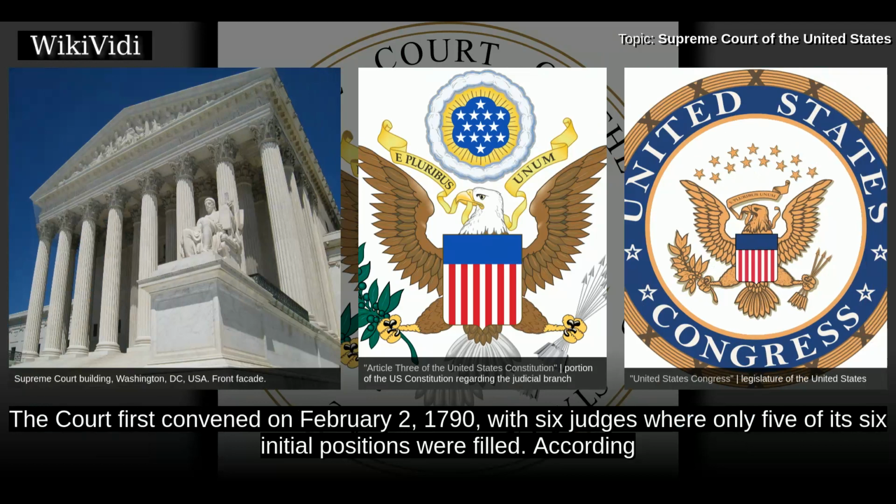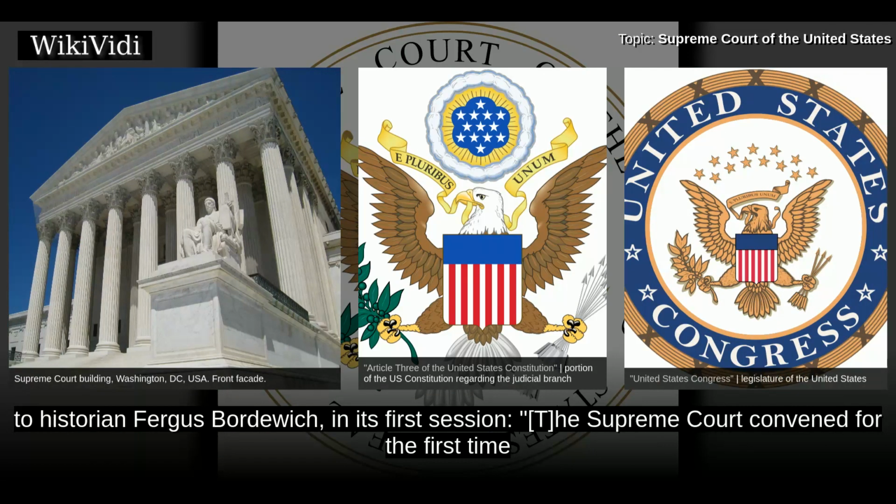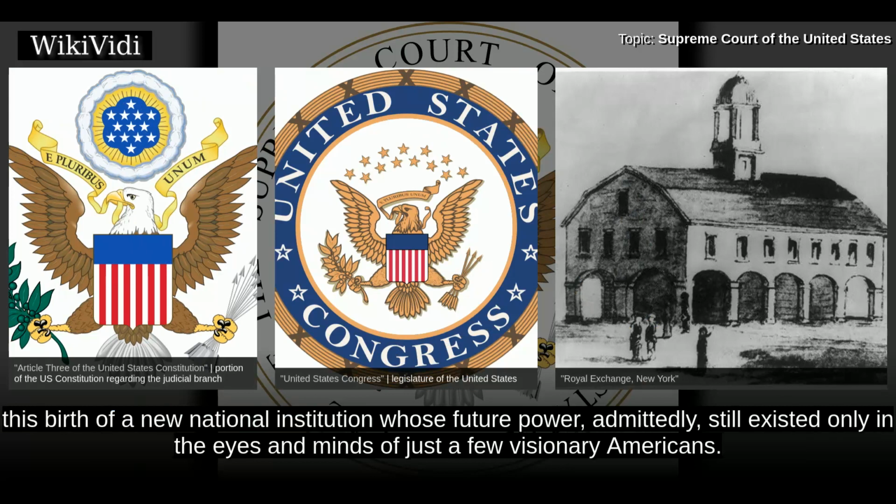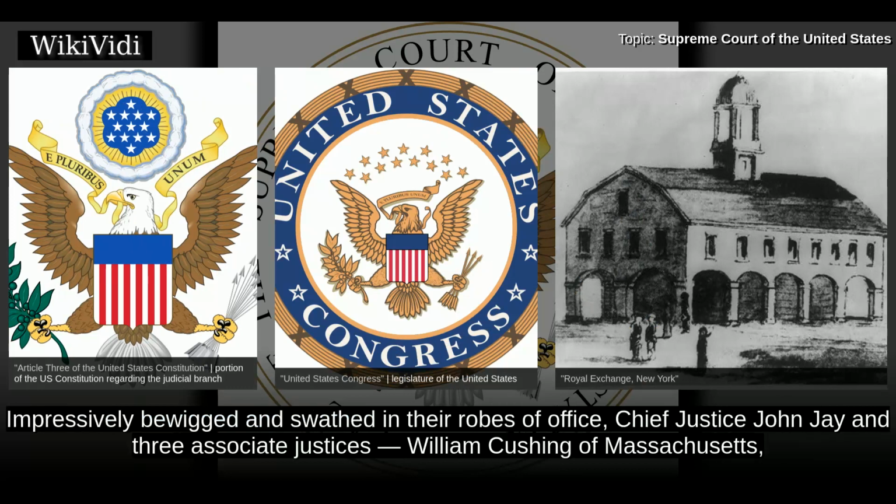The court first convened on February 2, 1790, with 6 judges, where only 5 of its 6 initial positions were filled. According to historian Fergus Bordewich, in its first session, the Supreme Court convened for the first time at the Royal Exchange Building on Broad Street, a few steps from Federal Hall. Symbolically, the moment was pregnant with promise for the Republic. This birth of a new national institution whose future power, admittedly, still existed only in the eyes and minds of just a few visionary Americans, impressively bewigged and swathed in their robes of office.